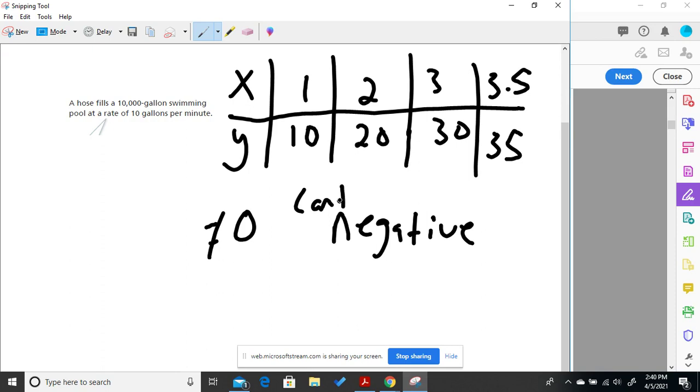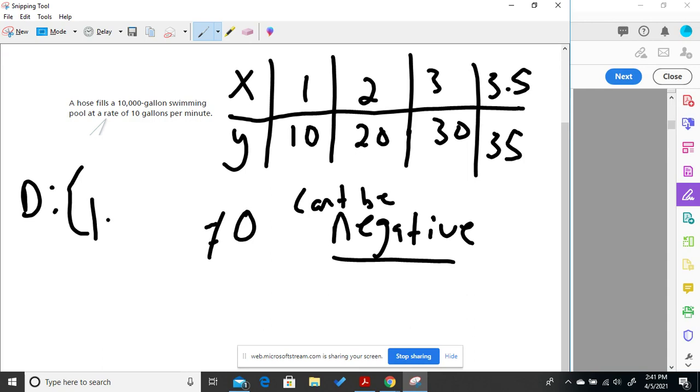Sorry, I should have put can't be negative. It can't be negative because you can't have negative minutes or negative gallons. So it's not going to be negative. It's not going to be 0. So your domain, okay, would be all real numbers.